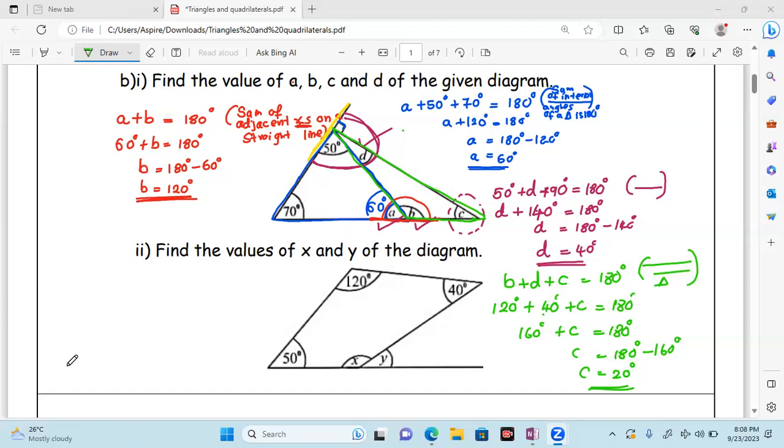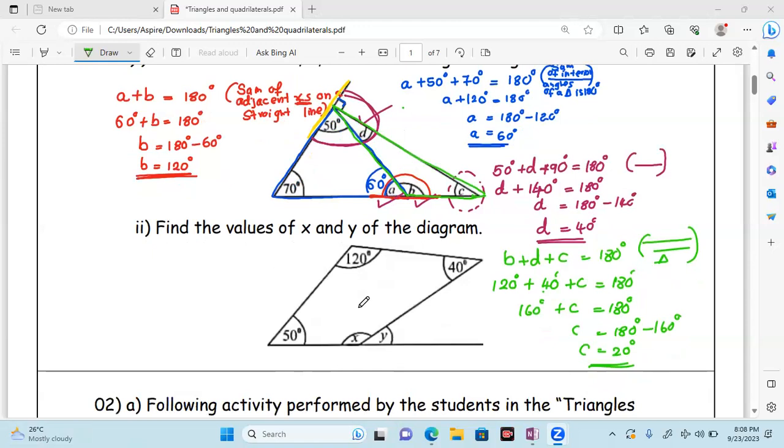Okay, can you find the value of x and y and tell me the answers? Here, how do we find x? Can you suggest a method of finding the value of x? Madam, we want to first add 50, 120 and 40, and subtract it from 360. Next, the x value comes.